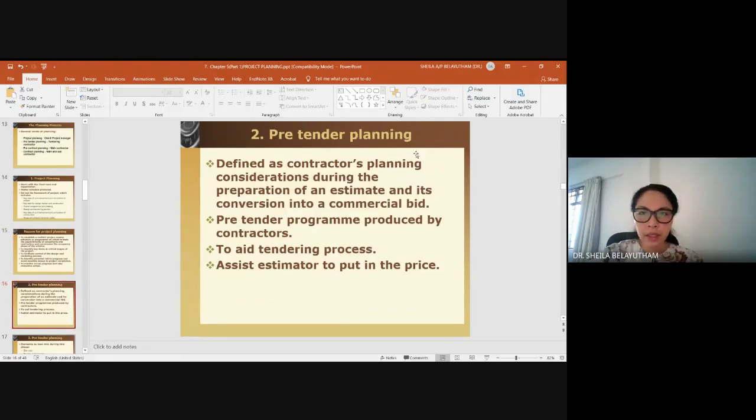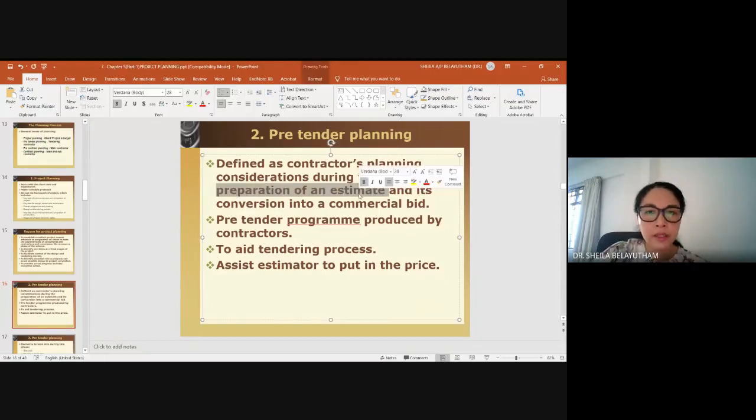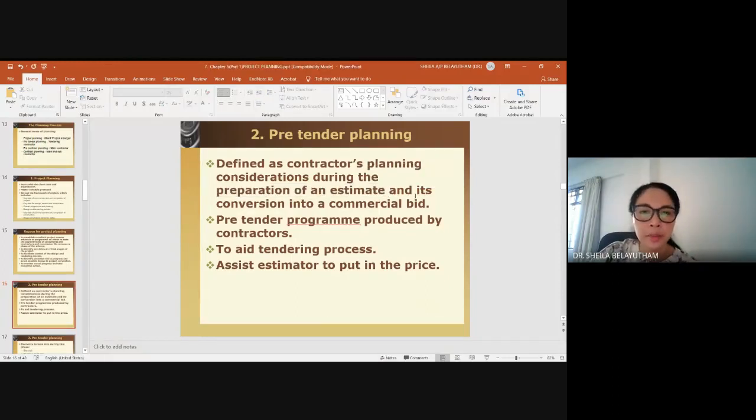Okay, next is pre-tender planning. Pre-tender planning is done by the tendering contractors, meaning that the tender is open, so the contractors bid for the project. It is defined as the contractor's planning consideration during the preparation of the estimate, its conversion into a commercial bid. So it is produced by tendering contractors. Why do we need this? To help in the tendering process, to ensure that whatever pricing you place in there is realistic enough and makes sense. It assists the estimator or QS of the contractor to put in the pricing, if they have a QS. If not, sometimes the engineer does this actually.